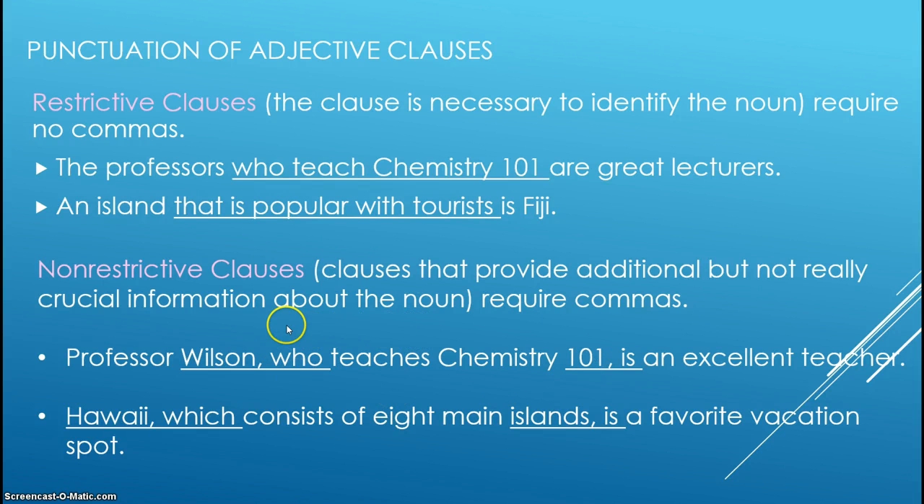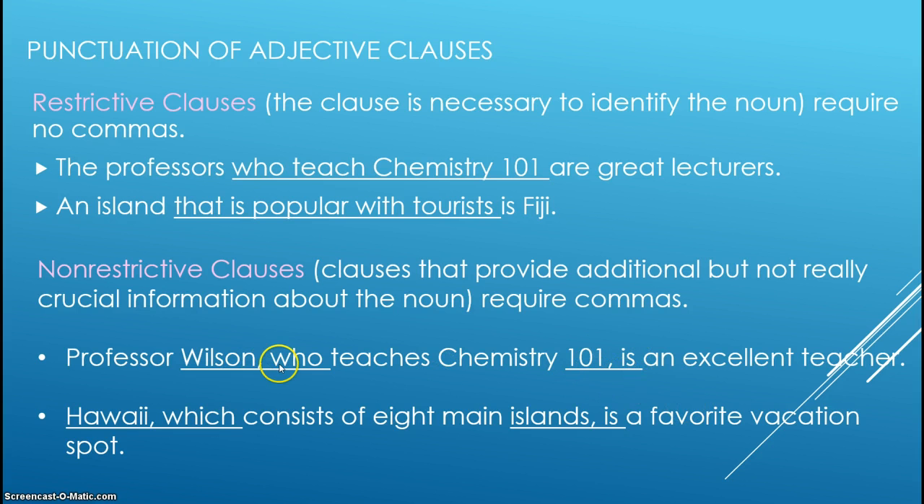So let's think about the adjective clause that we have here. Is this information really crucial to the main idea of my sentence? It's not. Look at the independent clause alone. Professor Wilson is an excellent teacher. That's what I'm trying to say. He's just a good teacher. Oh, by the way, he teaches Chemistry 101. That's just some extra little bonus information there. That's why we identify it with the commas in writing.